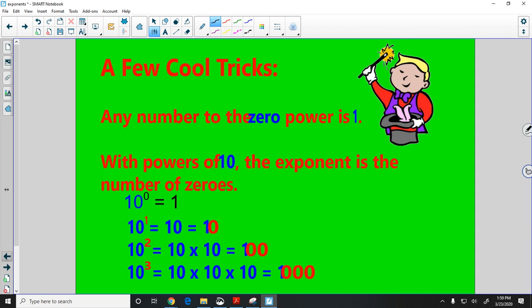All right. When we have powers of 10, the exponent tells us how many zeros to have. So here we have 10 to the 0 power. Well, we're not going to have any zeros because there are 0 zeros, so it's just 1. 10 to the 1st power, which is the regular number, is just going to be 10. 10 squared is 10 times 10. You get 2 zeros. 10 to the third power, 3 zeros.